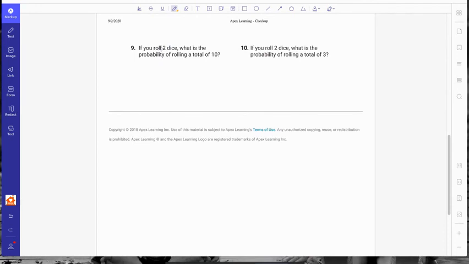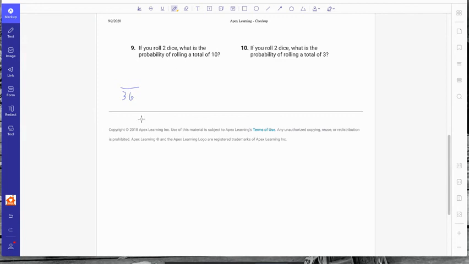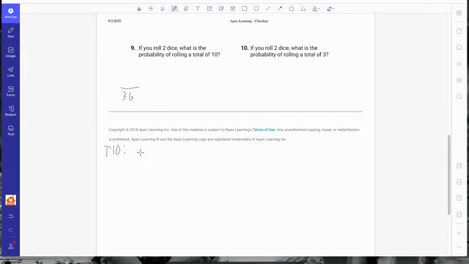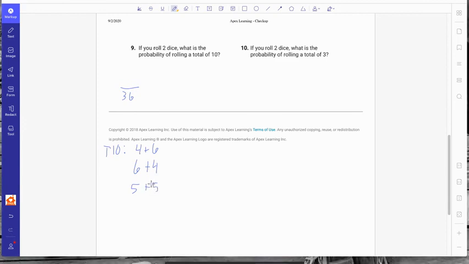So roll 2 dice. So again, there's 36 possibilities, and now we want a total of 10. Well, how do we get a total of 10? Well, we can have with 6s. 1 and 9 is not a possibility. 2 and 8, no. 3 and 7, no. 4 and 6 works. And then 6 plus 4. And then there's a 5 and a 5. So there's only 3 ways to roll a 10.